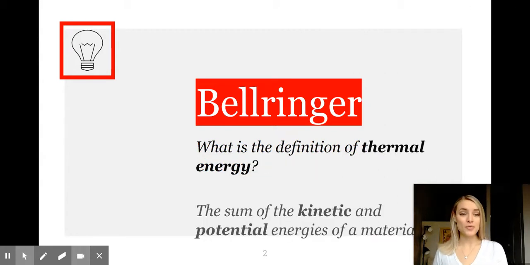Thermal energy, you should hopefully be able to say, is the sum of the potential and kinetic energies of a material.